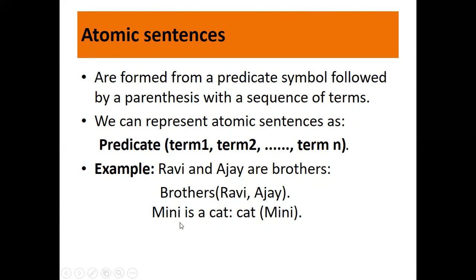Fine. Another example, Minnie is a cat. Minnie is the name of a cat. So we say Minnie is a cat. Cat is a relationship. Minnie is the name. Minnie is an attribute in fact. Cat is an attribute of the subject Minnie.